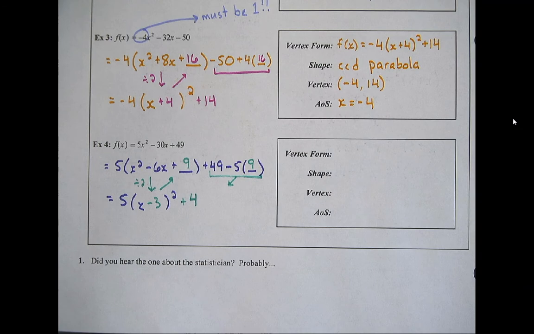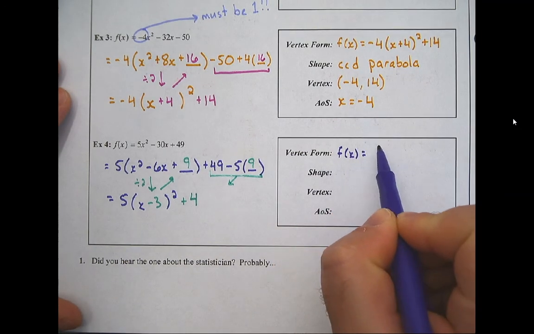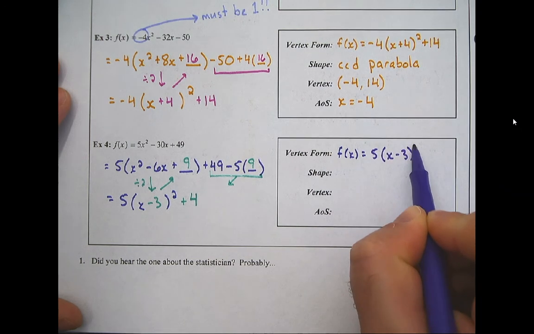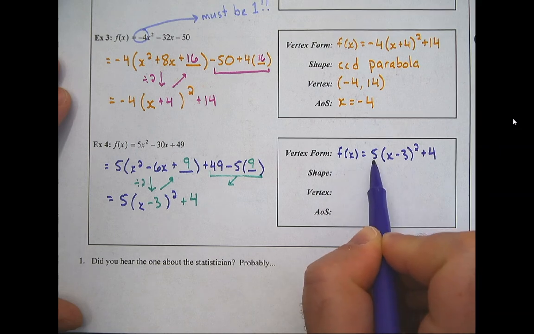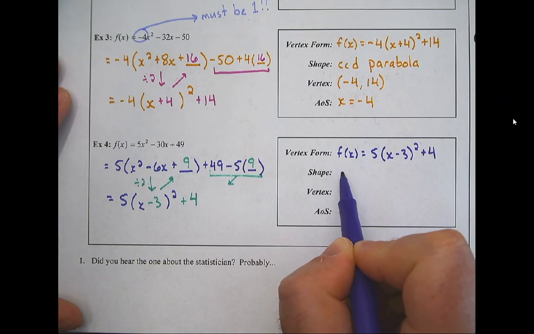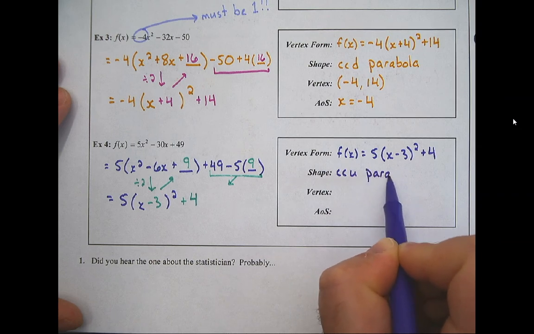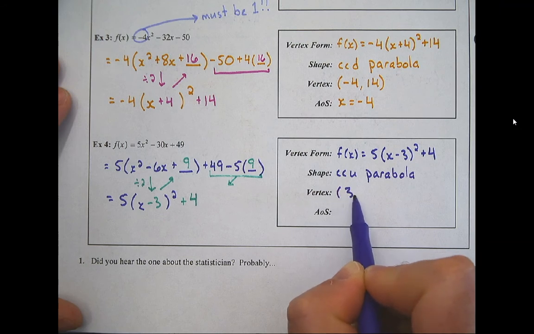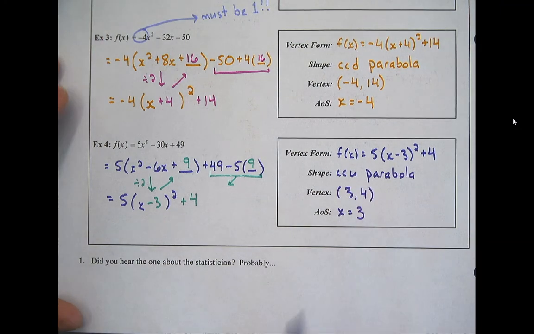So then my function becomes, what color was I, purple? F of x equals 5 times the quantity x subtract 3 squared plus 4. My a value is positive, so it's going to point upward. This is a concave up parabola. My vertex is at 3, 4, and my axis of symmetry is x equals 3.